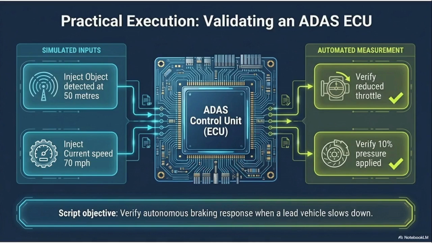Let's look at a practical example. There is an ABS, you can call it the anti-lock braking system. Instead of a driver hitting the brakes on ice, an automated script simulates a wheel speed sensor losing traction. This kind of situation it can simulate. The script monitors the ECU's commands to the brake valves, measuring the response time in milliseconds. These millisecond observations we cannot do in manual testing. This level of precision and repeatability is simply not possible with manual testing.